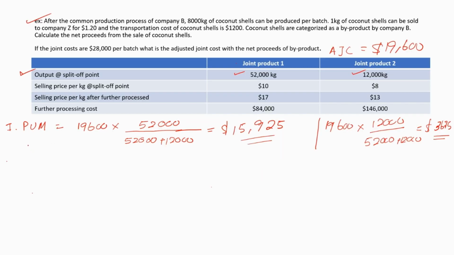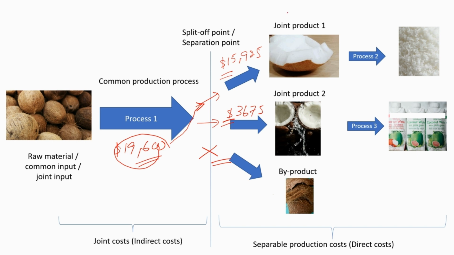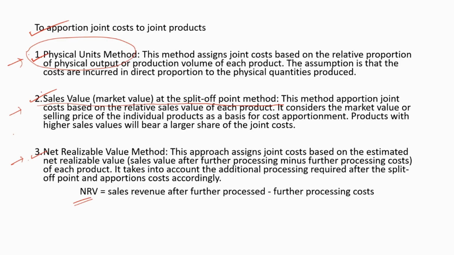Now let's go back to the table. Now they have given us the selling price per kilogram at the split off point. Joint product 1 $10, joint product 2 $8, which means joint product 1 can be sold for $10 per kilogram at the split off point, whereas joint product 2 can be sold for $8 per kilogram at the split off point.